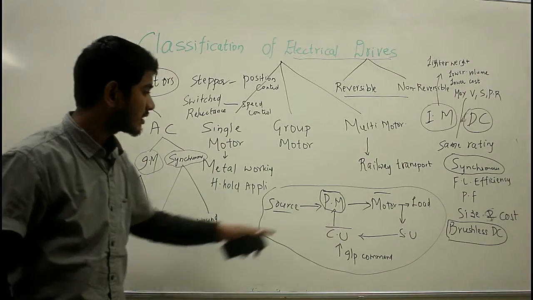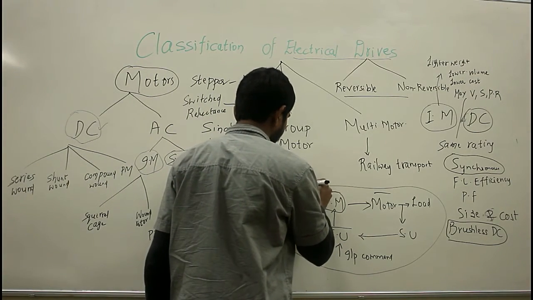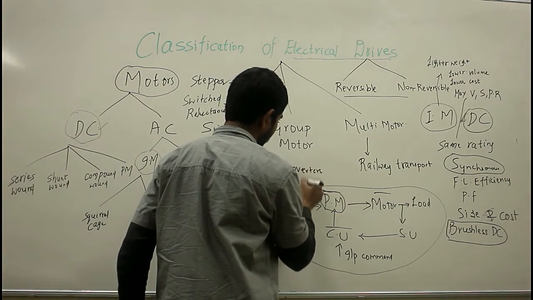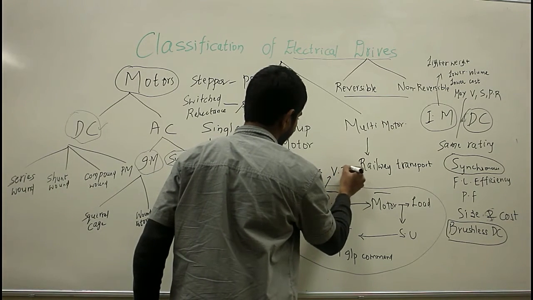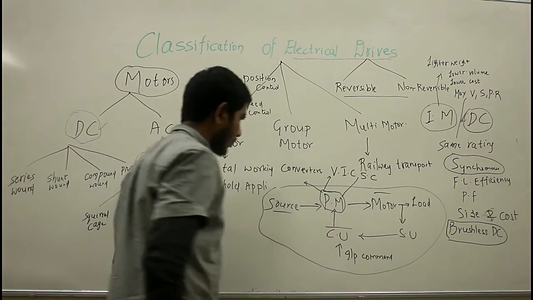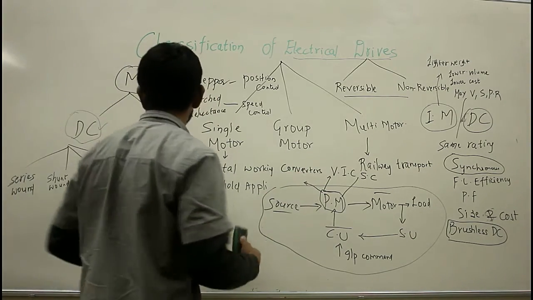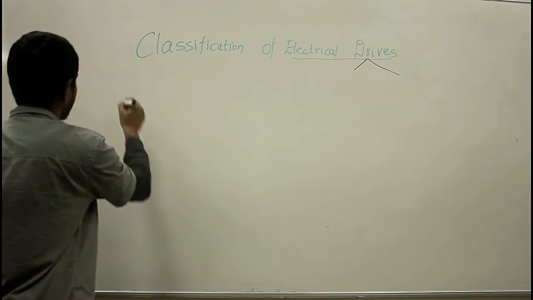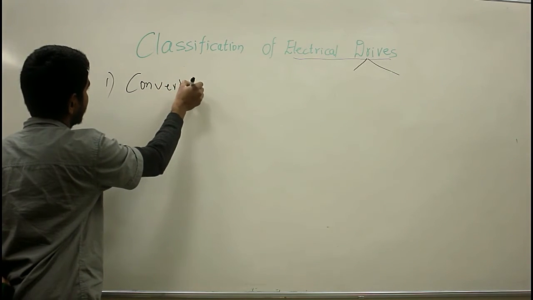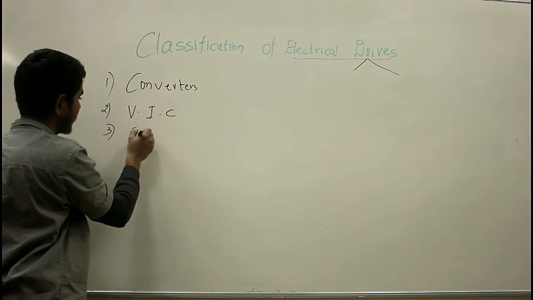Power modulators can be roughly classified into three types. One is converters, another is variable impedance circuits, and the other is switching circuits. We shall discuss all these three types of power modulators one by one. The first type of power modulator is converters, the second is variable impedance circuits, and the third is switching circuits.